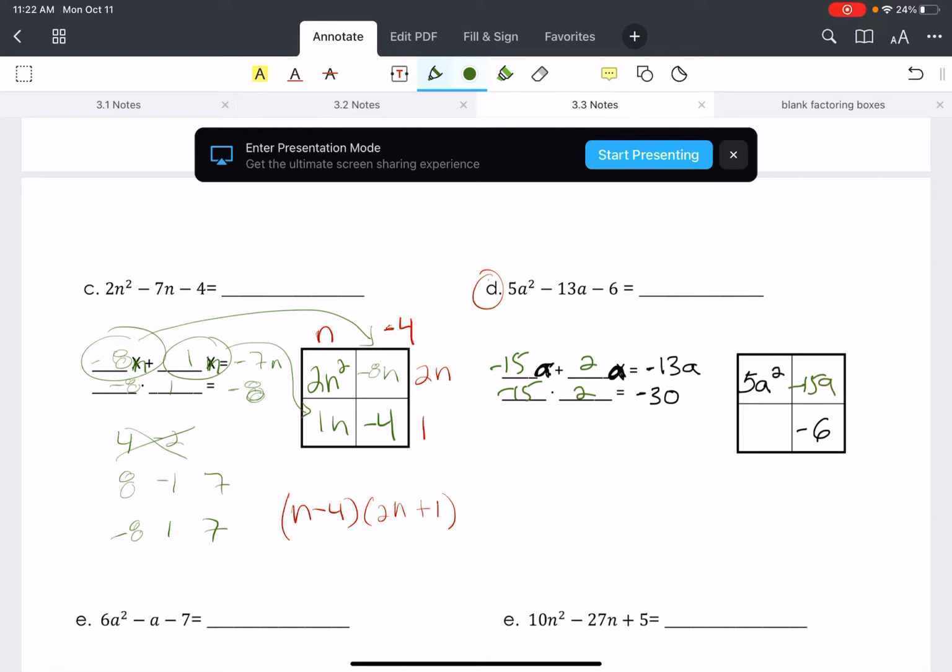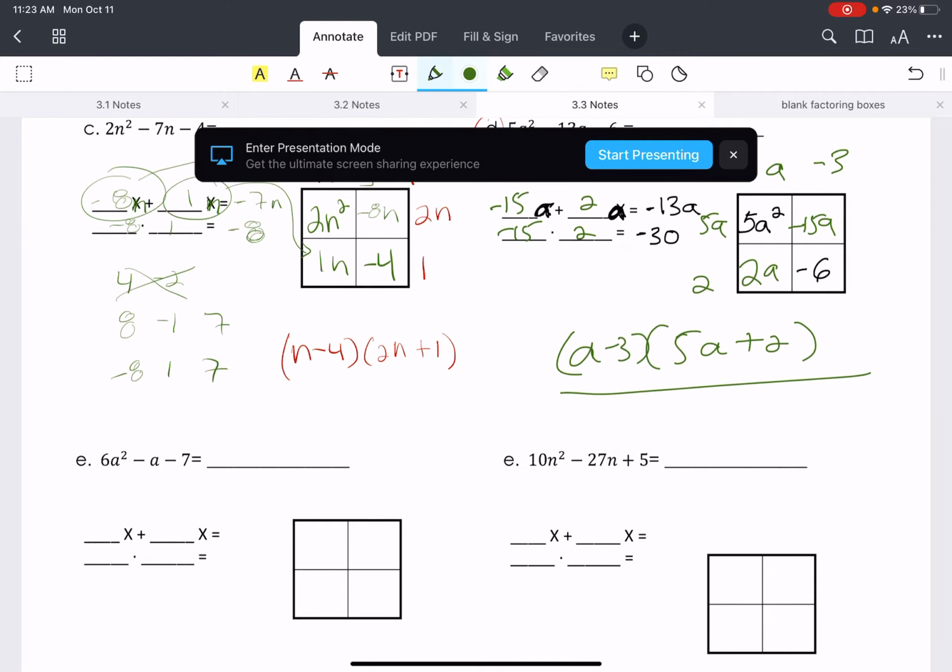Negative 15a, 2a, take out my GCFs, negative 3. So then I have a minus 3 and 5a plus 2. Good? Okay, let's do one more together just to make sure we're all on the same page. And then I'm going to show you one that's a little bit weirder, okay? Okay, E. First, if you're getting confused with the x's, maybe from the beginning, make sure the variables match.